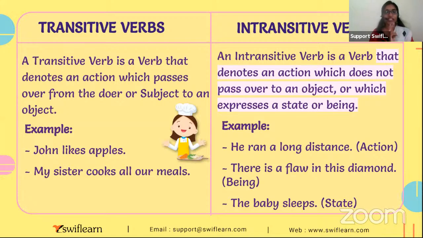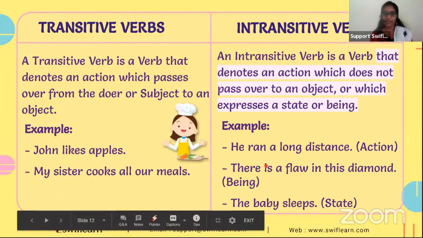The definition for intransitive verb is: an intransitive verb is a verb that denotes an action which does not pass over to an object, or which expresses a state or being. Intransitive is just the opposite type to the transitive verb. In the transitive verb, the action passes from the subject to the object, but in the intransitive verb, the action does not pass to the object. That's why we call this a state or a being.